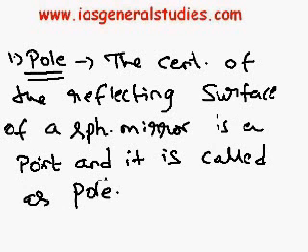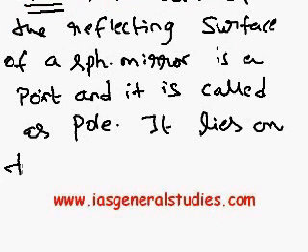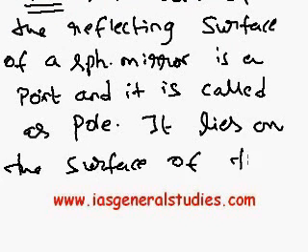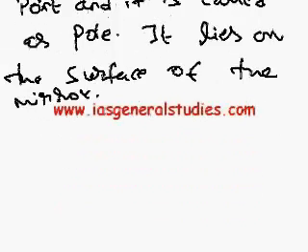Okay, and the important thing is it lies on the surface of the mirror. Is it clear? It lies on the surface of the mirror. This has to be noted because you should not have a confusion whether the pole is lying on the surface or not. Suppose I take this mirror, and this is the rough surface and the inner is the reflecting surface.